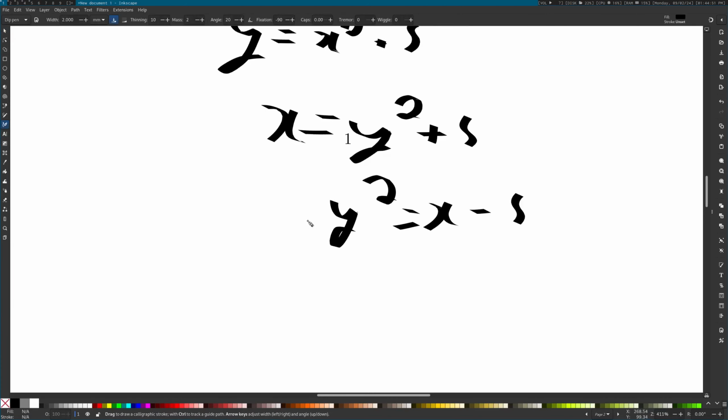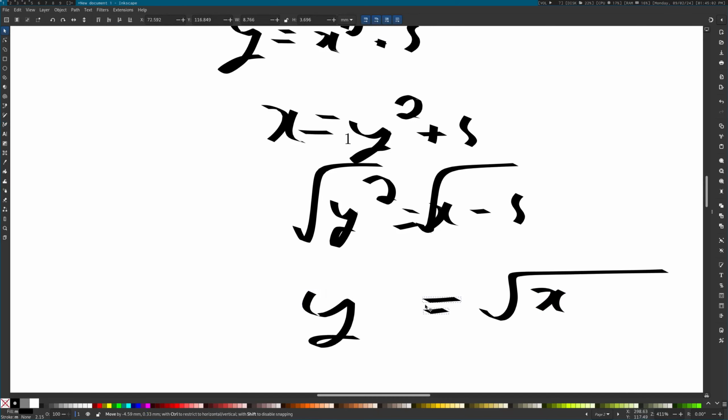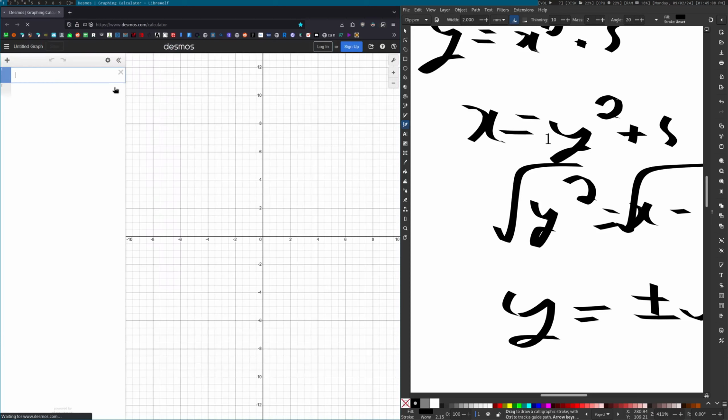Square root both sides. You get y equals plus or minus. Okay, so this is where it gets technical, because that would be the relation. It's the principal root. Let me graph this real quick.